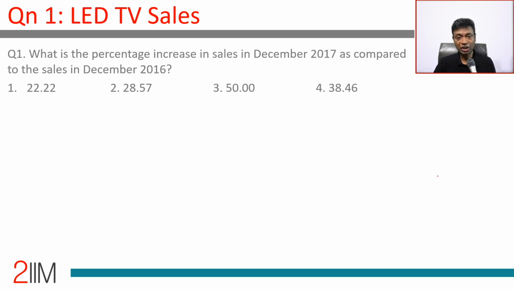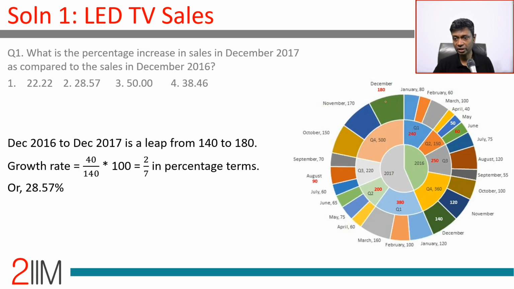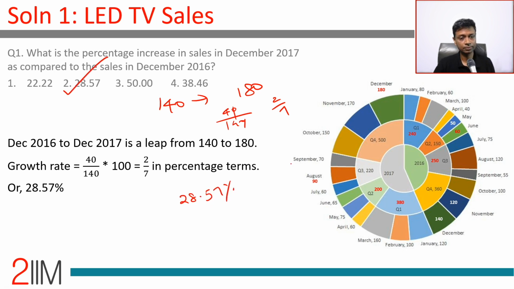What is the percentage increase in sales in December 2017 as compared to the sales in December 2016? December 2017 is 180. December 2016 is 140. And so we want to find the increase from 140 to 180 in percentage terms. So an increase of 40 on a base of 140. 4 by 14 or 2 by 7. 2 by 7 in percentage terms. 1 by 7 is 14.28%. 2 by 7 is 28.57%. We look for that number in the answer choices.